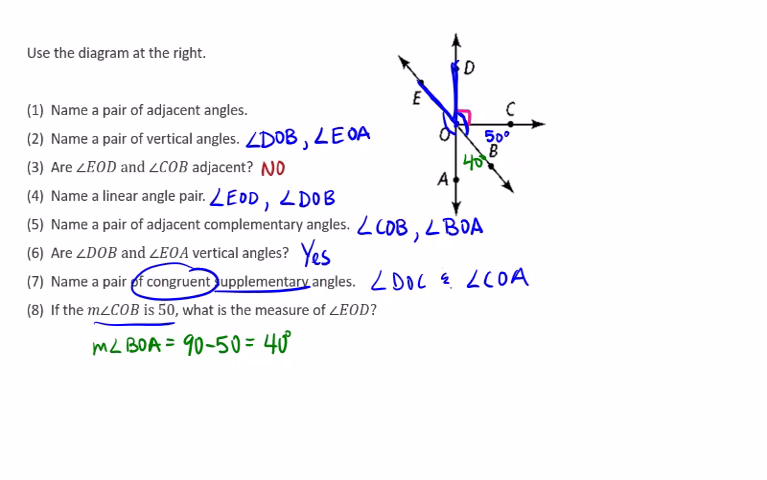And why is that important? Well, because we know that EOD is a vertical pair with AOB, right? So they must be congruent. So therefore, if AOB or BOA is 40, that means that EOD also has to be 40.